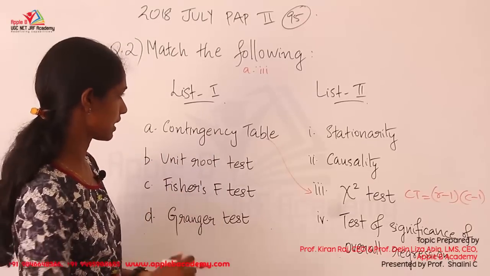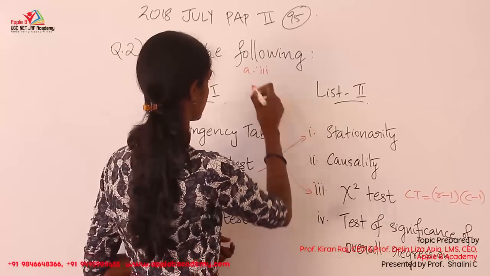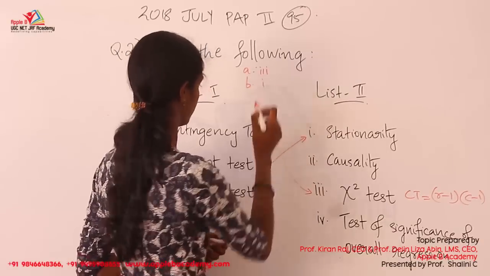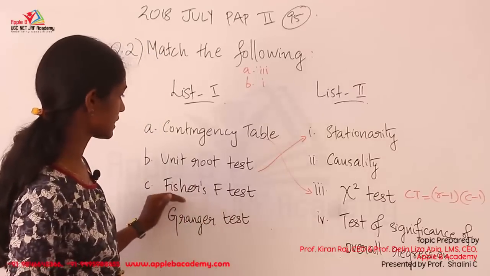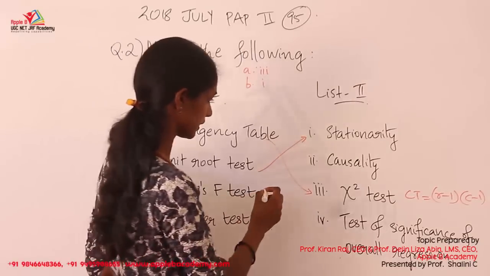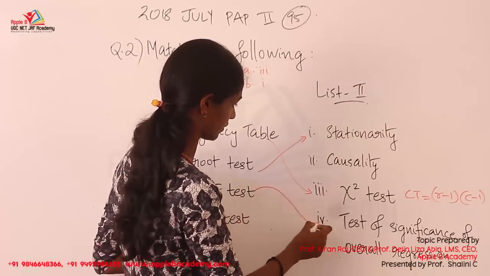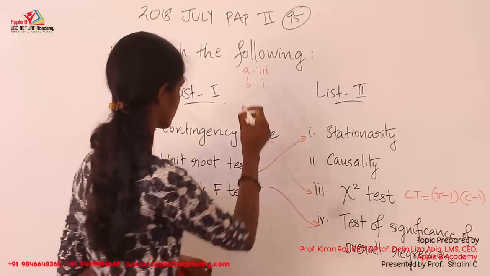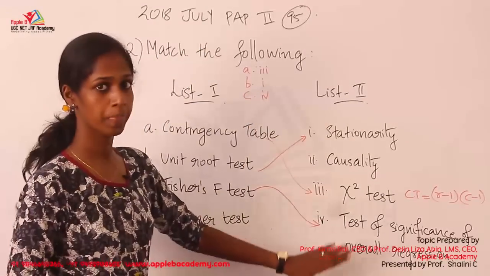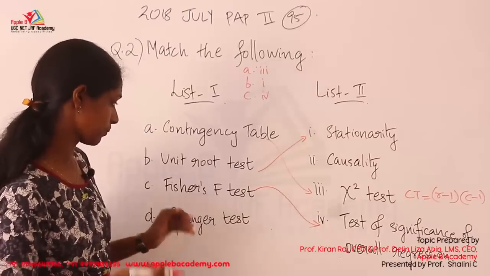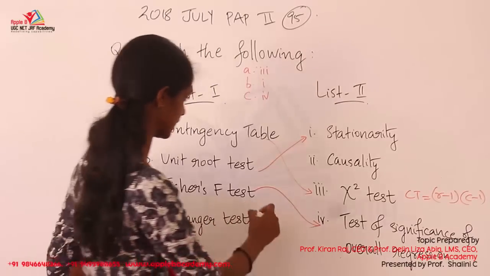Unit root test is related to stationarity, so B is 1. Unit root test is used for stationarity. And Fisher's F-test is a sampling distribution test used to test the significance of overall regression, so C will be 4. And Granger test is used for causality, so D is 2.